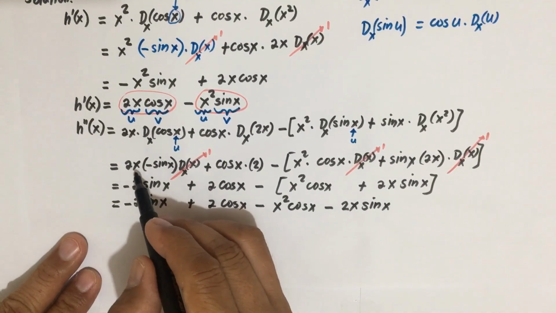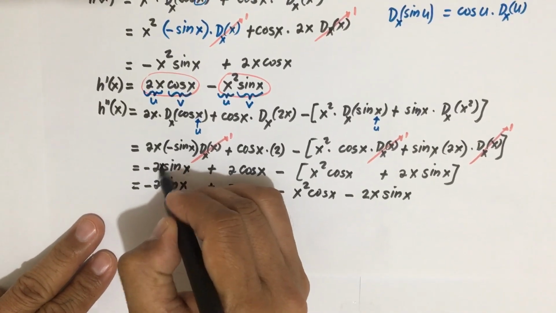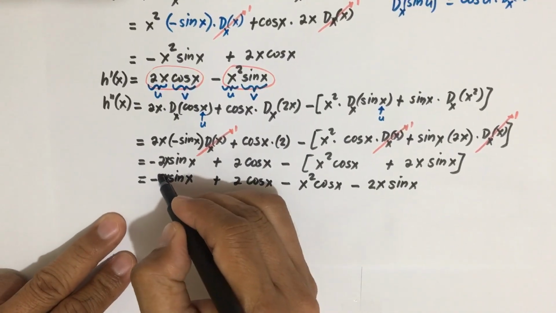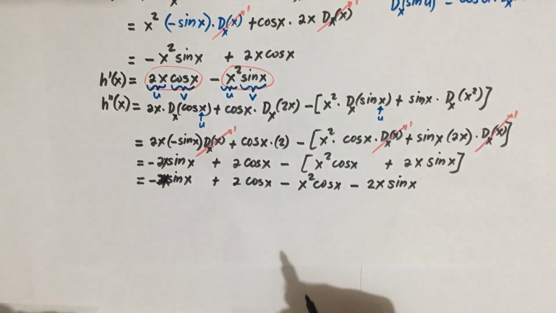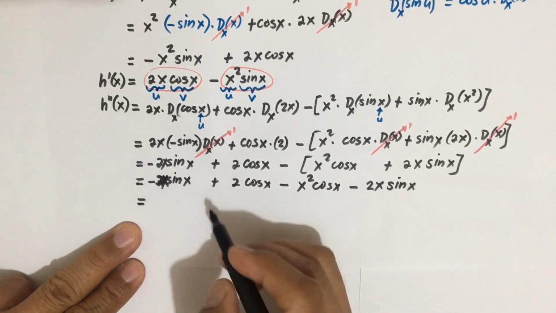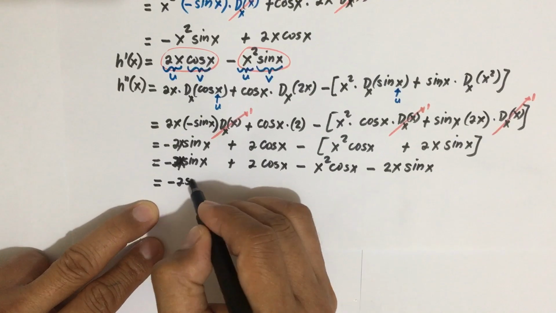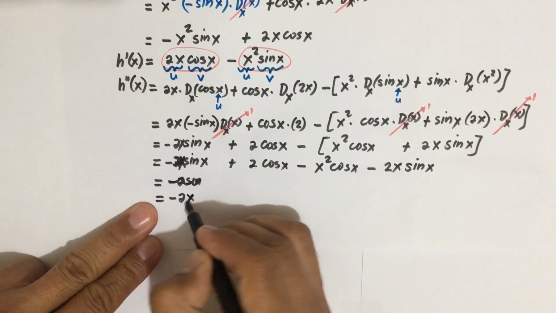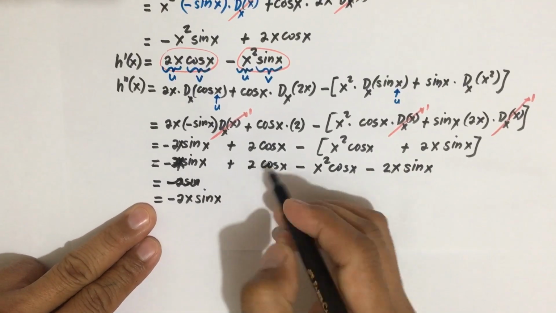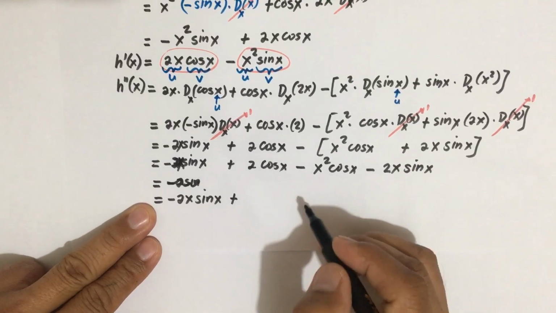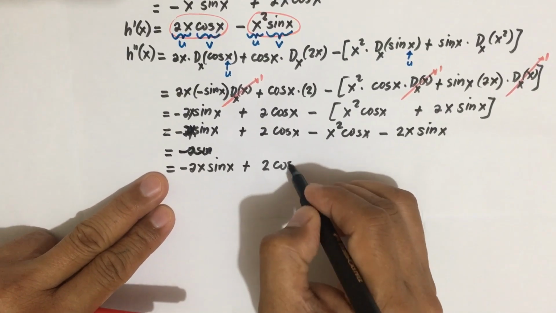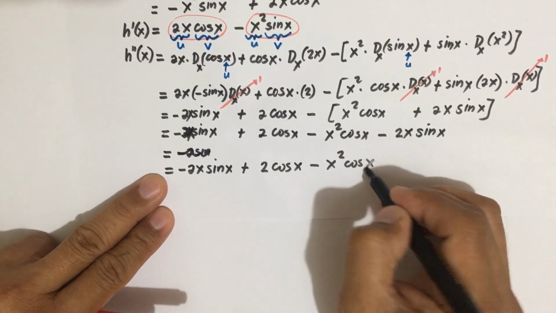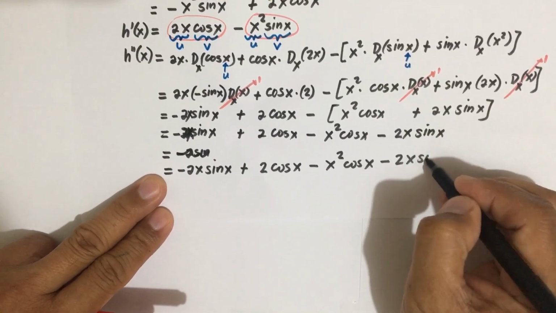Alright, sorry class, we missed something here. We supposedly have x, so we also have x here. Okay, so this is 2x. Now I will rewrite this: so this is minus 2x sine x, and then plus 2 cosine x minus x squared cosine x minus 2x sine x.